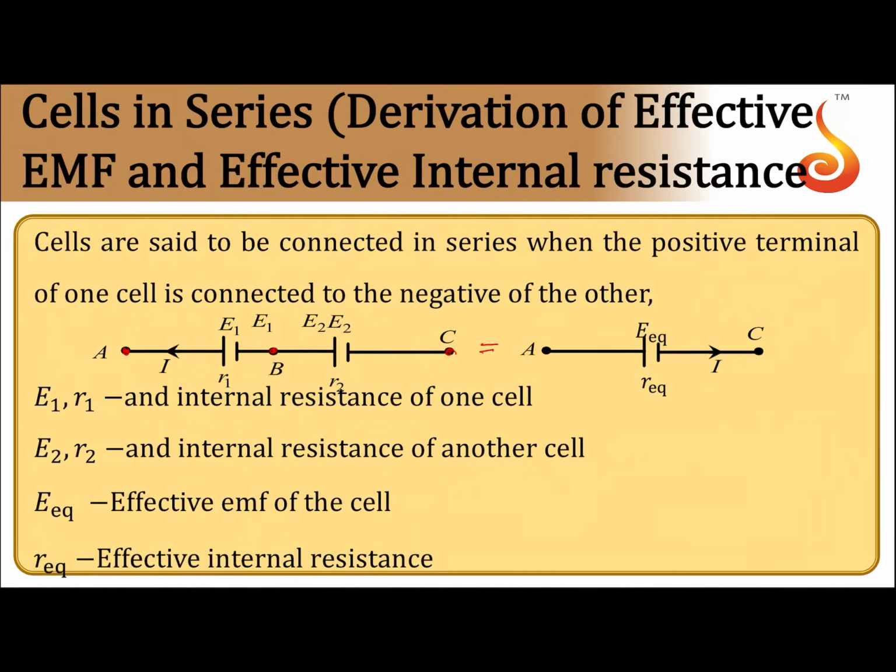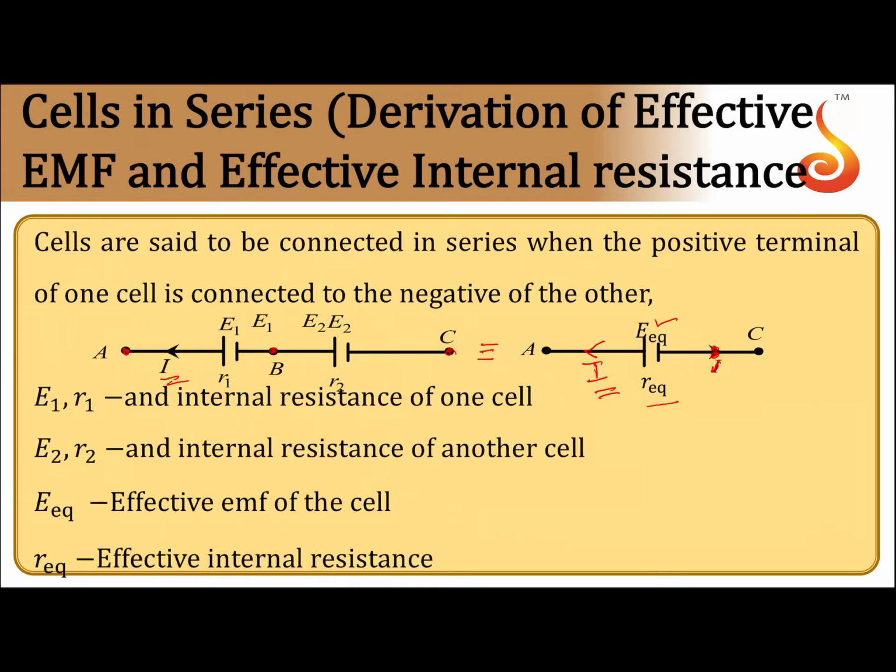So if you replace it by a single cell, what we call an equivalent cell, let us say its EMF is E equivalent and R equivalent is its internal resistance. So it draws current in this particular direction. If this current is I, this current should also be I. Now our intention is to arrive at the expression for EMF and internal resistance.